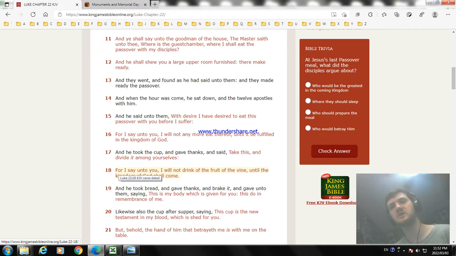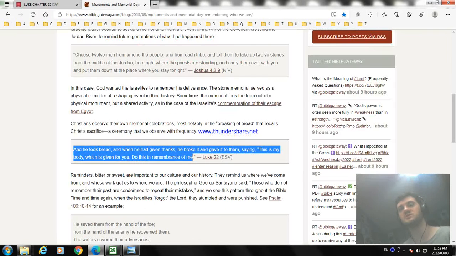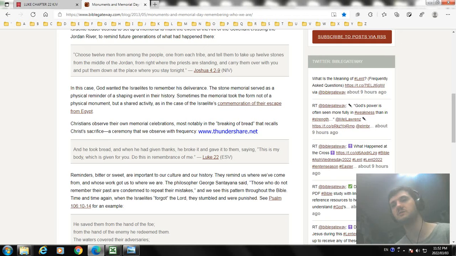It says, "For I say unto you, I will not drink of the fruit of the vine until the kingdom of God shall come." And he took bread and gave thanks, and brake it, and gave unto them, saying, "This is my body which is given for you. This do in remembrance of me." Likewise also the cup, saying, "This cup is the new testament in my blood, which is shed for you. But behold, the hand of him that betrayeth me is with me on the table." And that's talking about Judas Iscariot, the betrayer. I'll talk about that in a different video.